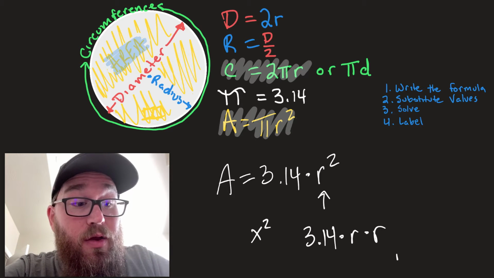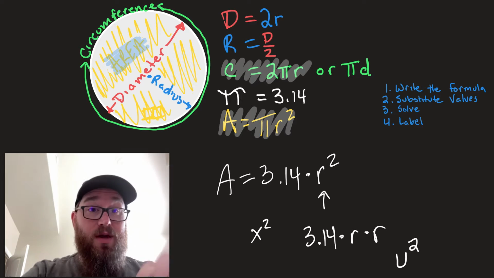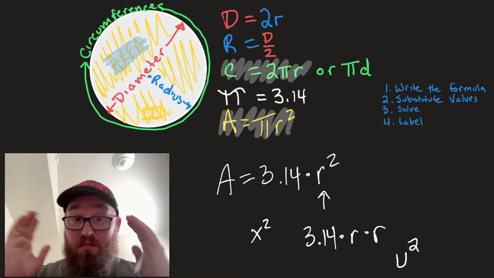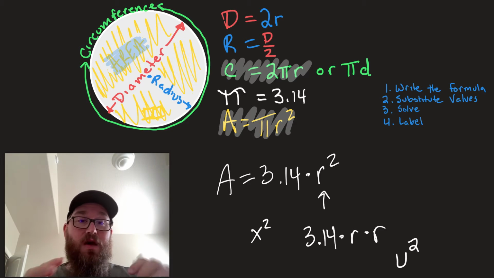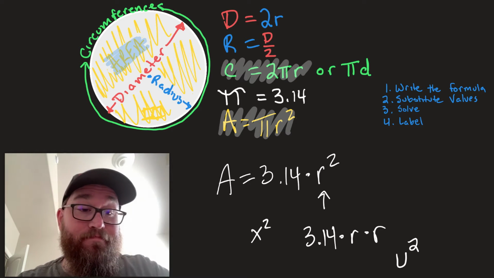And then remember, your label is going to be units squared, not just units. Okay, so big things to remember. Circumference, radius, diameter is just like centimeters because it's a line. Once you start to fill it in, it's area, and it's centimeters squared or units squared.